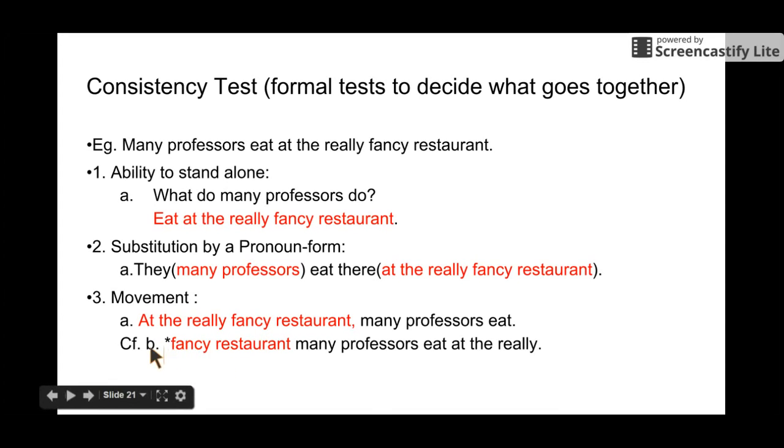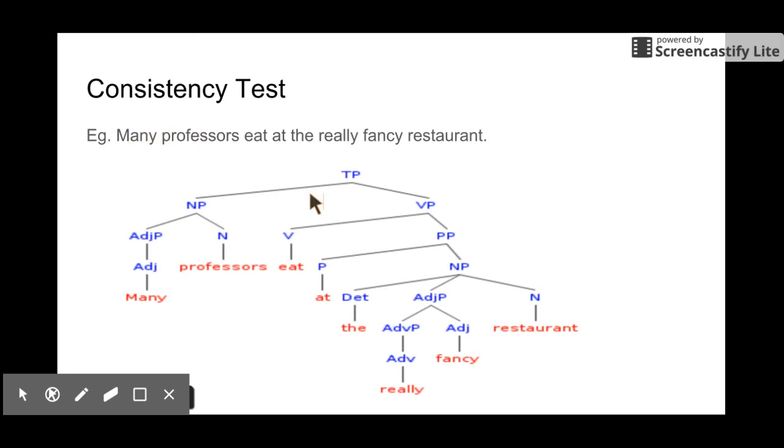We can try to just move fancy restaurant, and then we have an unacceptable sentence, right? If we try to move fancy restaurant to the beginning of the sentence, then we have an unacceptable sentence. Then it means that fancy restaurant is not a constituent. Okay, the structure for the sentence would be like this. So we have NP, we have VP, and we have PP.